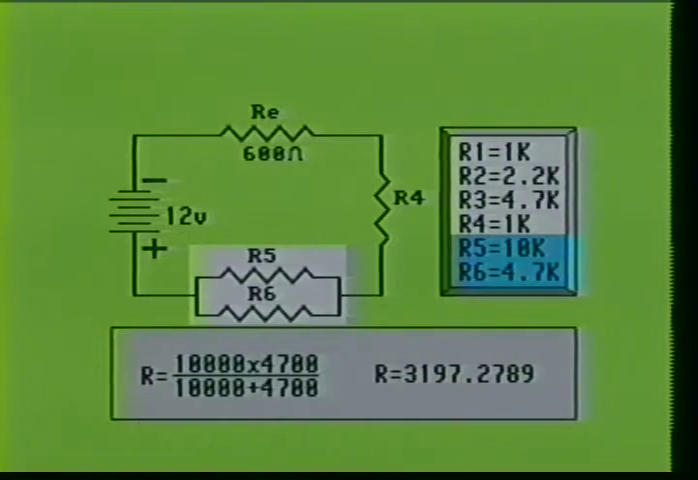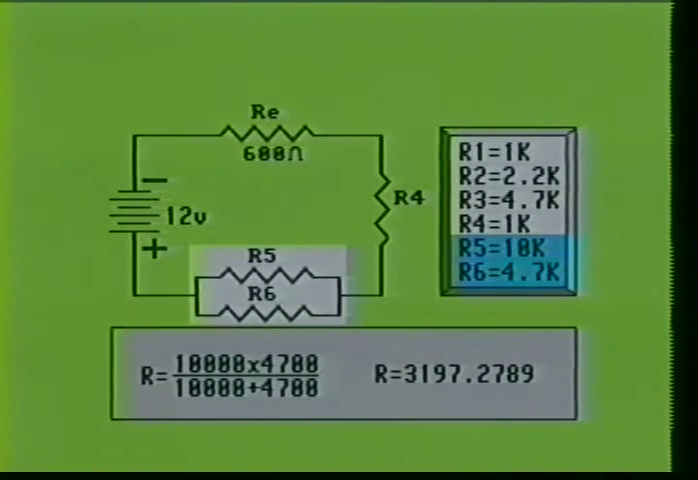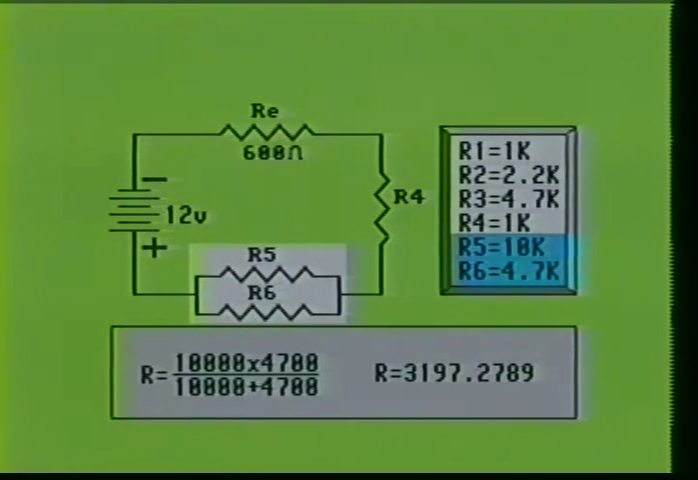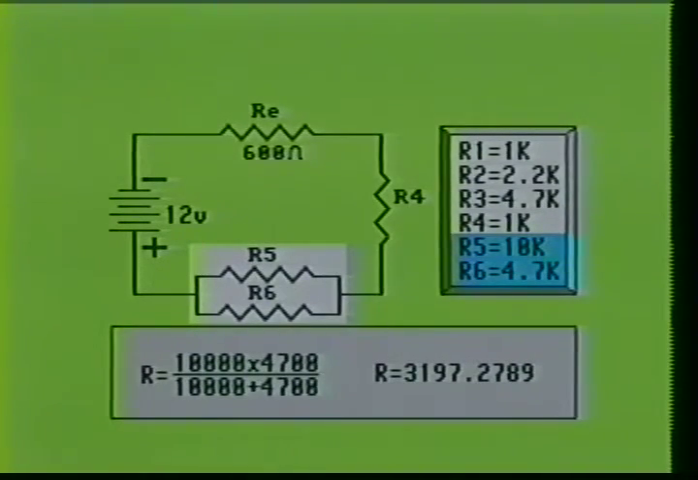Next, we will calculate the equivalent resistance of the R5, R6 combination. To do this, we will use the formula RT equals R1 times R2 divided by R1 plus R2. When we multiply R5 times R6, we get 47 million. And when we add R5 and R6, we get 14,700. When we divide 14,700 into 47 million, we get a resistive value of 3,197.2789 ohms. So the equivalent resistance of the R5, R6 combination is 3,197.2789 ohms, or rounded off to 3.2 kiloohms.